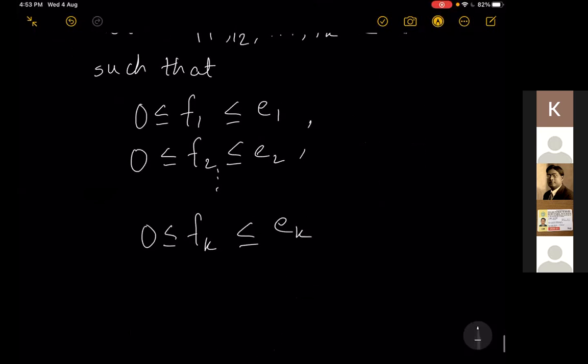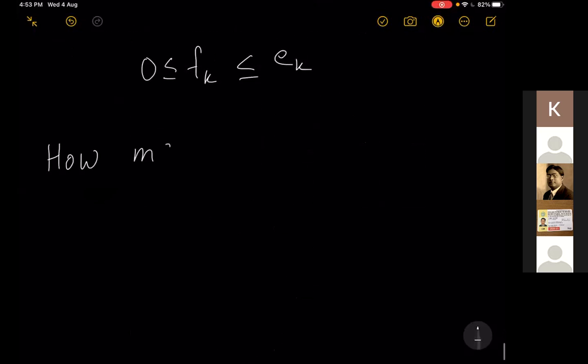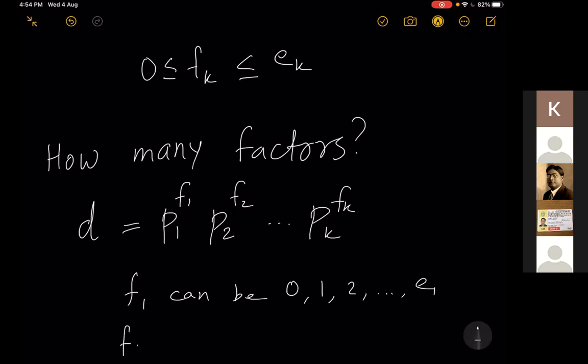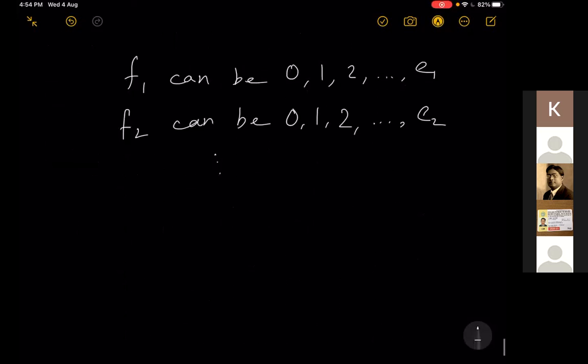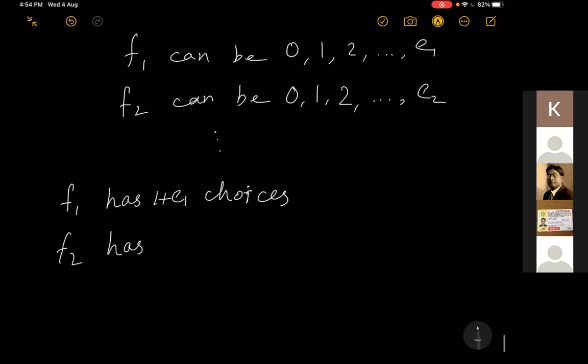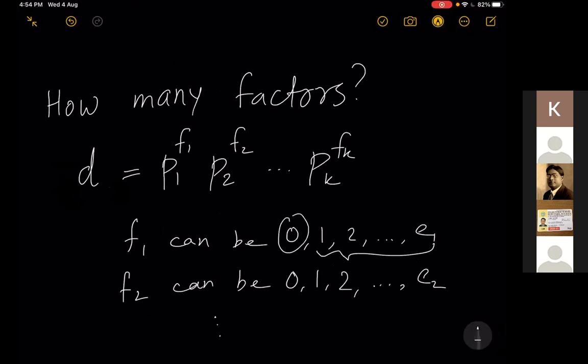So now, how many factors? If my factor d is of the form p1 to the power f1, p2 to the power f2, up to pk to the power fk, then f1 can be 0, 1, 2 till e1, f2 can be 0, 1, 2 till e2, and so on. So f1 has not e1 choices, but e1 plus 1, because 1 to e1 is e1 choices, and then 0 also we have. So we have e1 plus 1 choices for this power of the divisor.